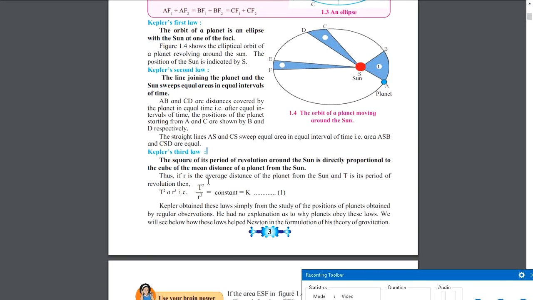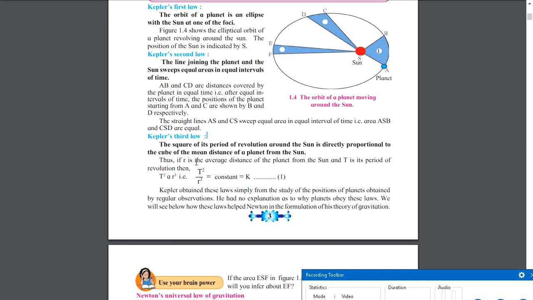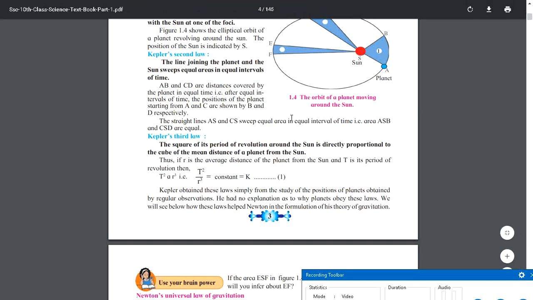So the third law goes like this: the square of its period of revolution around the Sun is directly proportional to the cube of the mean distance of a planet from the Sun. Now let's understand what it is saying. Square of period of revolution means the time period of a planet to revolve around the Sun. It is denoted by capital T, right? And the square of the period of revolution means T square, around the Sun. This is my Sun. Directly proportional means if this increases, the other will also increase. Cube of mean distance of a planet from the Sun.